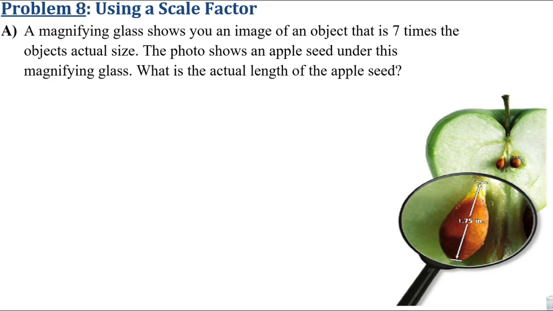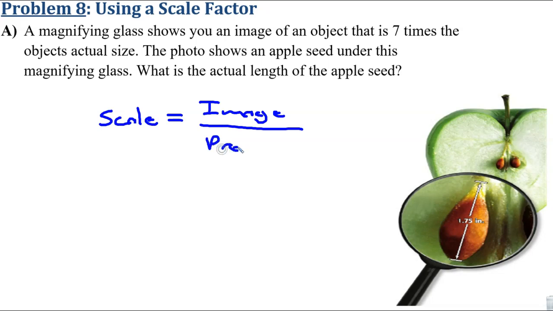Okay, so we have the actual apple seed. We are enlarging it, we're dilating it, we're blowing it up to what we see in the magnifying glass here. Okay, we know the scale factor, we want to figure out how big the actual seed is. Okay, it'd be difficult to measure the actual seed, it's going to be easier to measure it under the magnifying glass. All right, to do that, we're going to use that same scale equals image over pre-image formula. And I'm going to fill that in with the information from the question here.